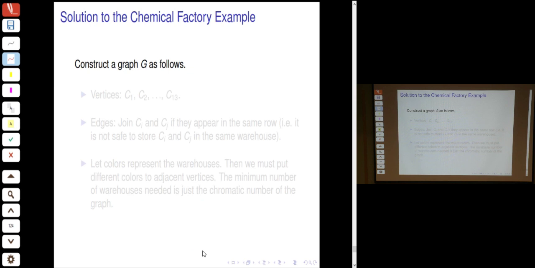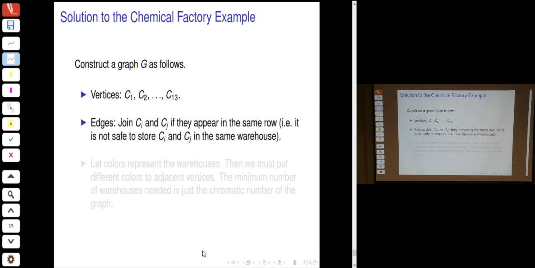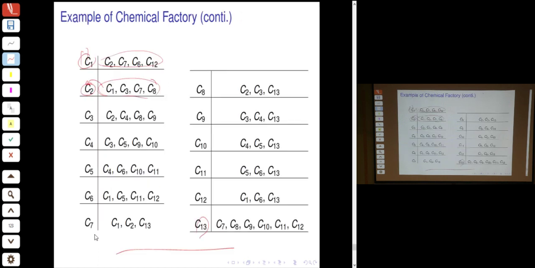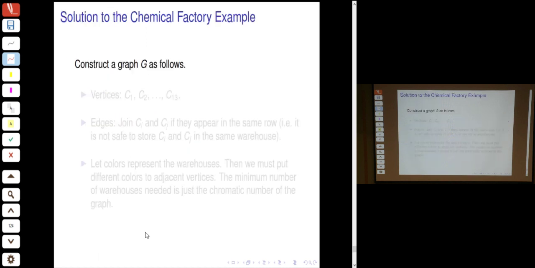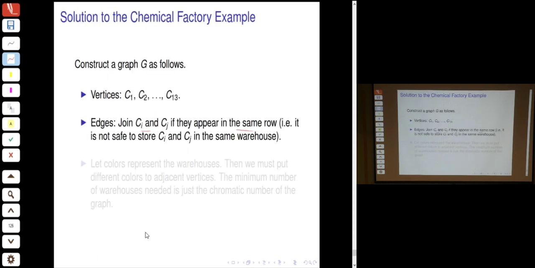So, construct a graph as follows. The vertices of the graph are the 13 chemicals C1, C2 up to C13, and an edge joins Ci and Cj if they appear in the same row. Okay? So, in this table. So, in other words, Ci is connected to all those Cj such that Ci and Cj are not safe to store in the same warehouse. Okay?